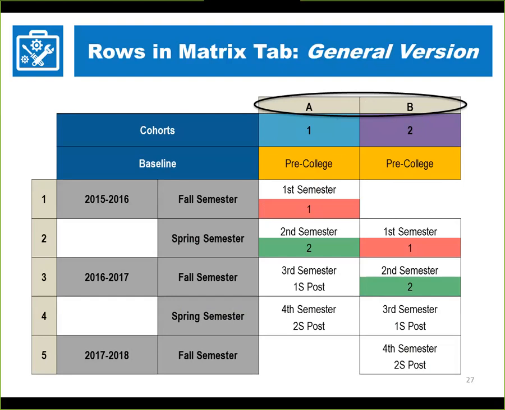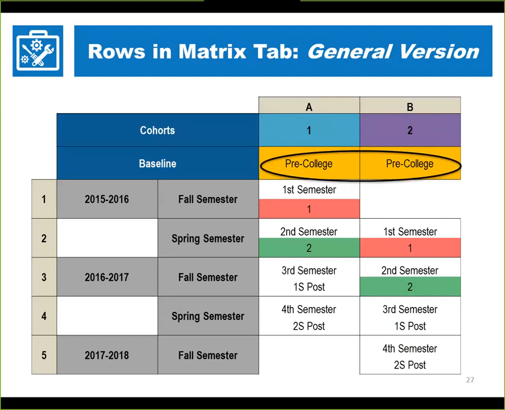Then there's the cohort row, which provides the cohort number. Each cohort is shaded a different color. The shaded color may vary depending on the number of cohorts in your evaluation. In this example, cohort 1 is shaded blue and cohort 2 is shaded purple. Next is the baseline row, which provides information about when the baseline variable is measured for students shown in the same column. The baseline cells are shaded orange, and in our example, baseline is measured before college, so the cells say pre-college for each column and each cohort.